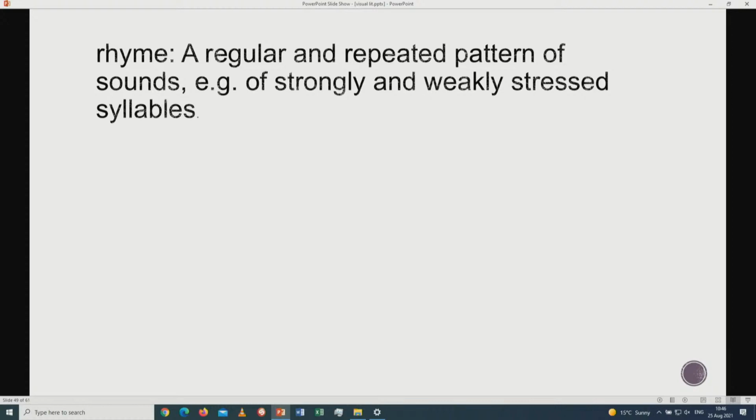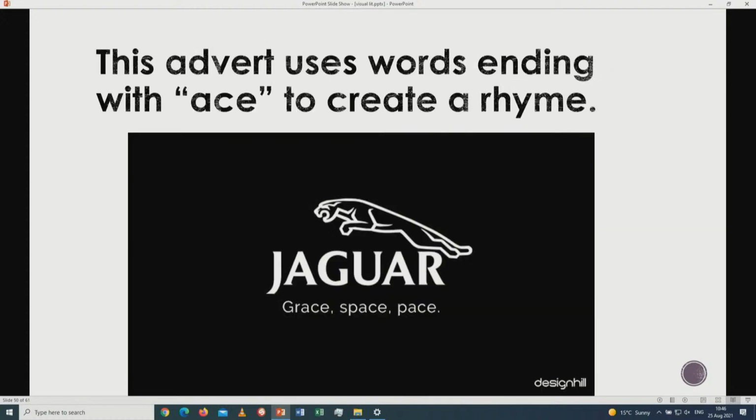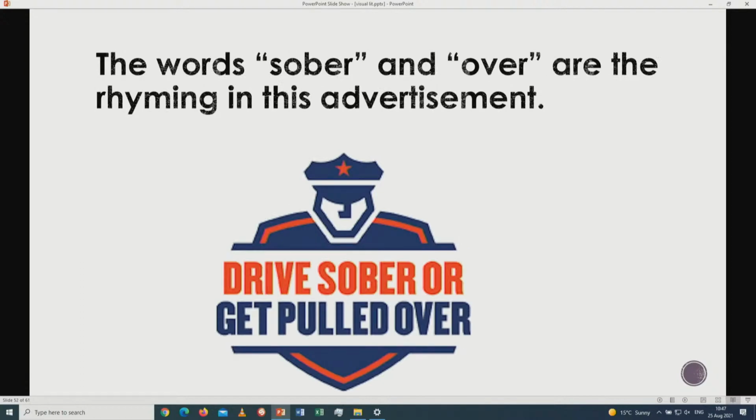A rhyme is a regular and repeated pattern of sound, for example of strongly and weakly stressed syllables. This advert uses words ending with "-s" to create a rhyme. When we look at Jaguar: race, space, pace. So these are examples of rhyming words. The words sober and over are rhyming in this advertisement. When you look at the advertisement: drive sober or get pulled over.